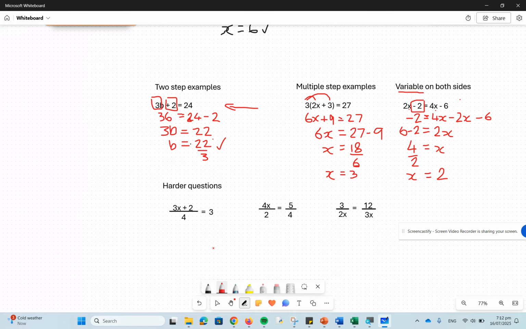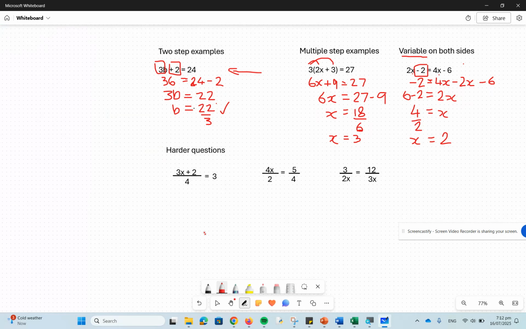Now there are some harder questions, so we'll try our harder ones, because these divide ones are a little bit more tricky. Okay. When you have one like this, and it's the divide, what you need to do is, this is all divided by 2. So what I need to do is multiply both sides by 4. So let's go multiply that side by 4 and multiply that side by 4.